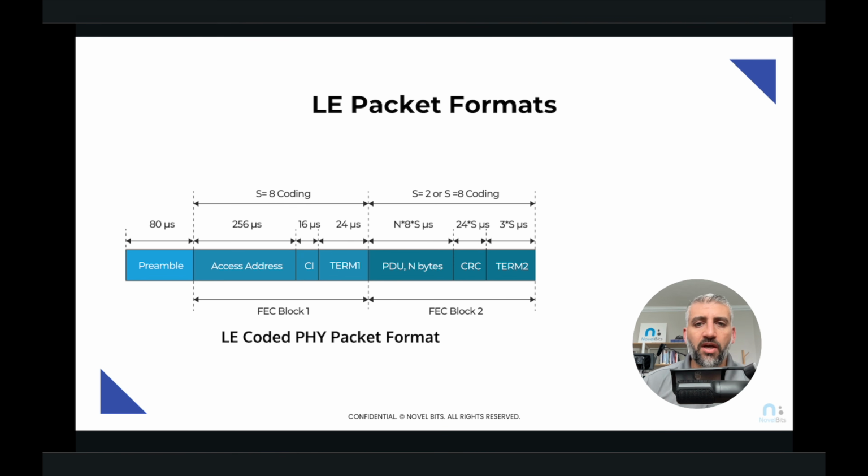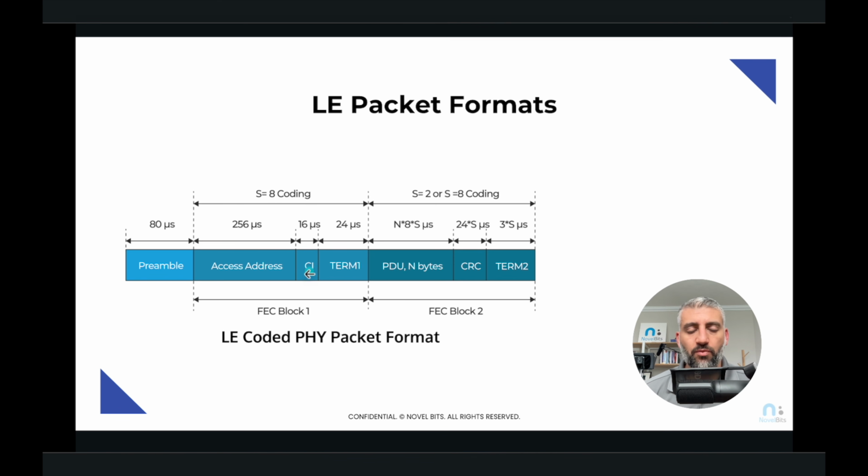In the case of the packet format for coded PHY, it's a little bit different. You'll see there's still a preamble here, though the spec defines these in terms of time, the time period that it takes to transmit over the air. However, this is 80 bits. Because it's also using 1 mega symbol per second, and 1 symbol per bit for the preamble, it's transmitted as 80 bits in this case. So it's 10 bytes versus the 1 or 2 bytes.